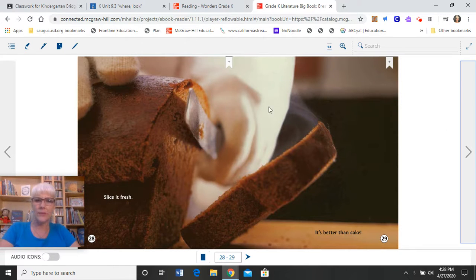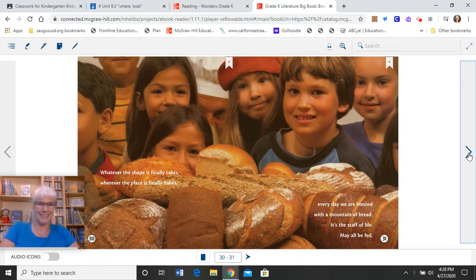What is this? What do you see in this picture? Can you see that closely? That's the steam rising from the bread. That's how fresh this bread is. It's hot. So they took a picture so close that you could see the steam rising. I like that part because it means the butter will melt on the bread.